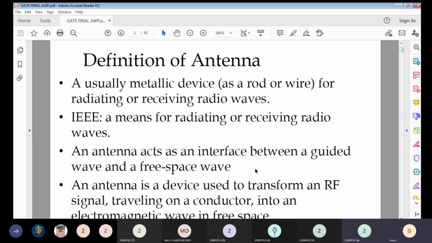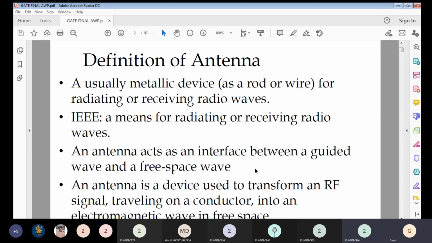Finally, in wired communication, the recent era technology we use is called optical fiber communication. In optical fiber communication, the signal energy flows like our free space energy, at 3 into 10 to the power of 8 meters per second. In optical fiber communication, all the signals are converted into light energy, and with the help of the proper medium, we transmit the signal from sender to receiver.